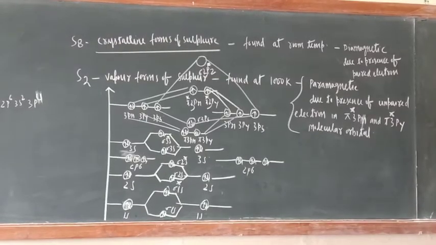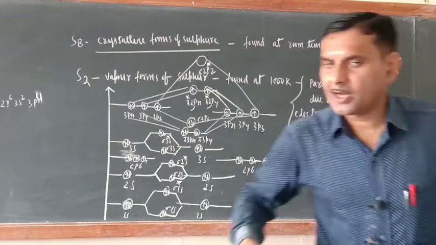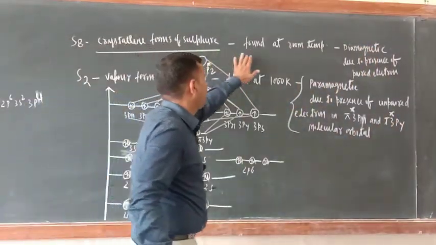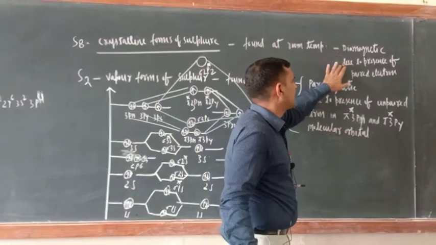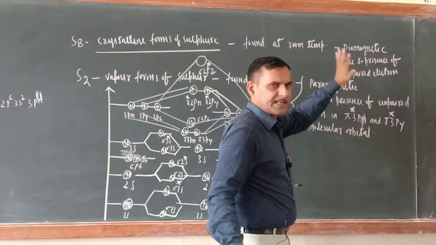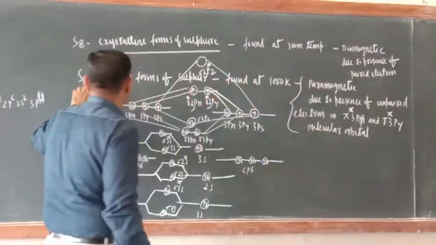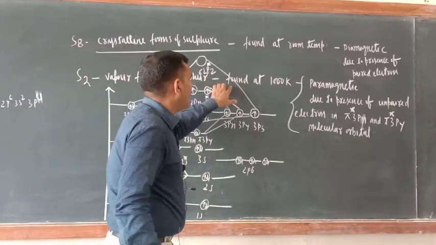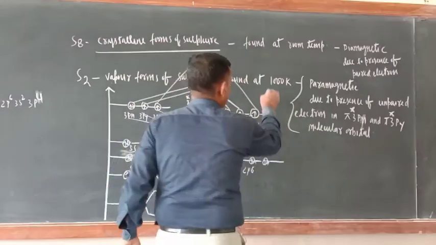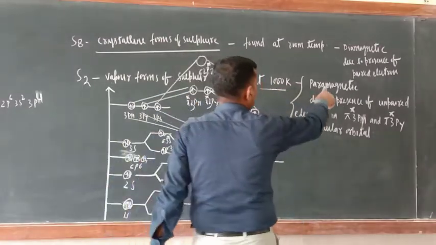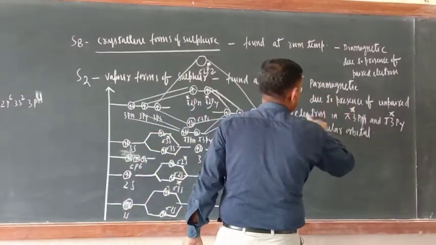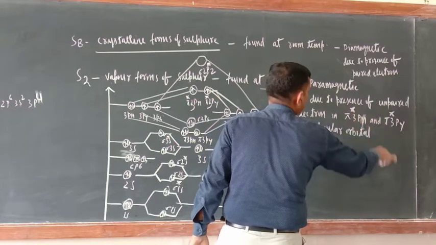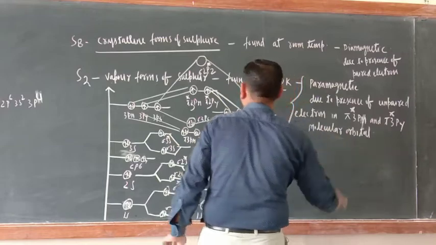So dear cadets, just see, whatever I told just now, I have summarized here. S8, the crystalline form of sulfur found at room temperature, is diamagnetic due to the presence of paired electrons. What about this one? S2, the vapor form of sulfur found at 1000 Kelvin temperature, is paramagnetic due to the presence of unpaired electrons in the pi 3px antibonding and pi 3py antibonding molecular orbitals.